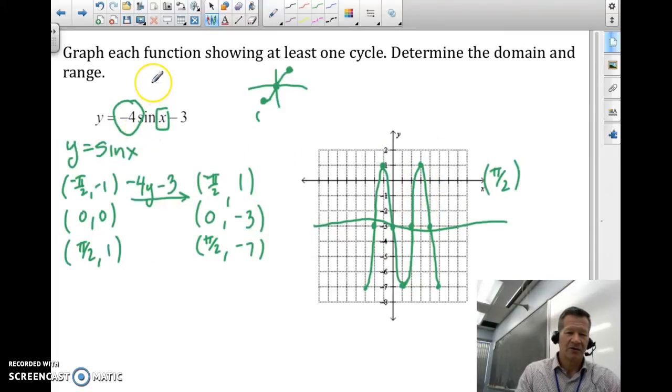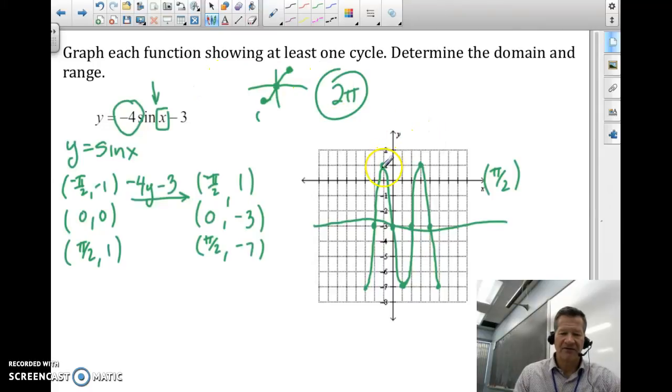Well, you know, the coefficient of x is just a 1. So the period is still 2 pi. We didn't change it at all. So you can tell, like for example, from a maximum to another maximum, that distance should be 2 pi. Since my scale is pi over 2, that would be 1, 2, 3, 4 pi over 2, which, yep, that's 2 pi, all right. I could also go from a minimum to a minimum.